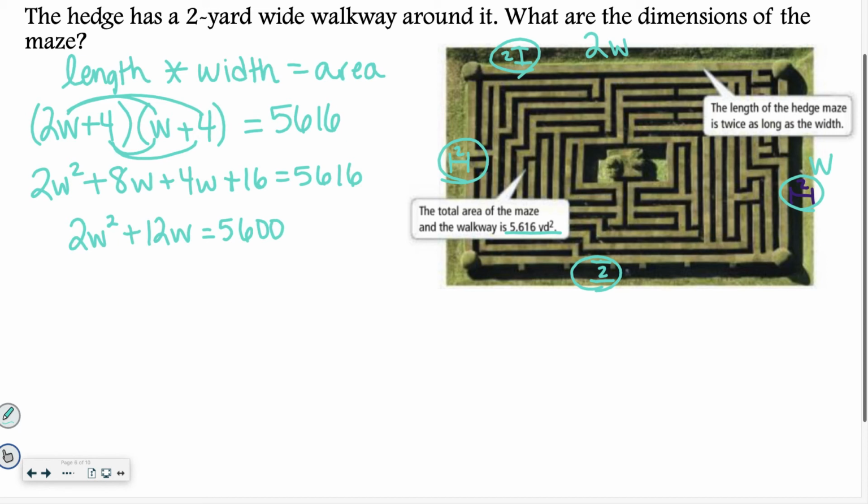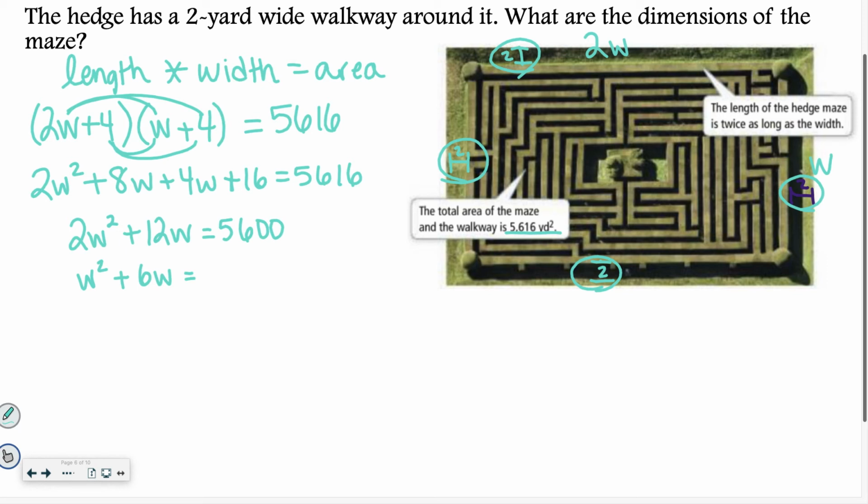you want to get your a value to equal 1. Right now, my a value is this 2. So the way that you get rid of your a value or make it 1 is you divide every single number in the equation by whatever number's in front of your squared term. So in this case, 2. So I'm going to say 2W squared divided by 2, that's just W squared, plus 12W divided by 2 is just 6W.